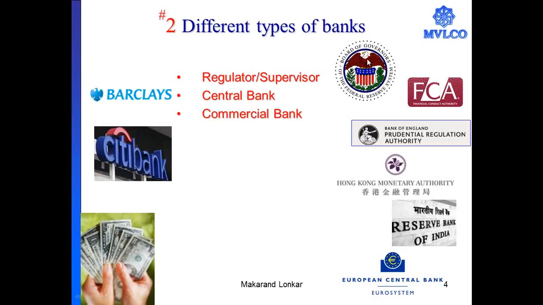The second category of the bank is a central bank. Now what does this mean? A central bank plays two major roles. The first major role is that it is a banker to the government. For example, the Federal Reserve is the banker to the government of the United States, or the Reserve Bank of India is the banker to the government of India. So the first role a central bank plays is the banker to the government.